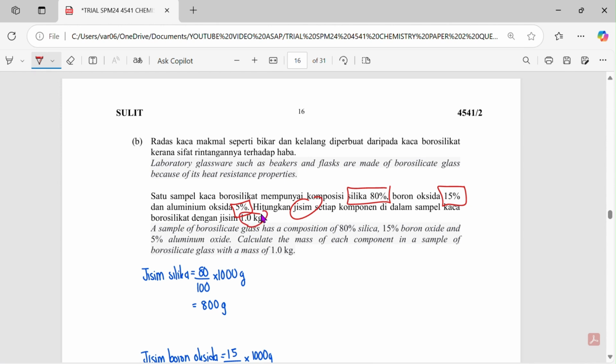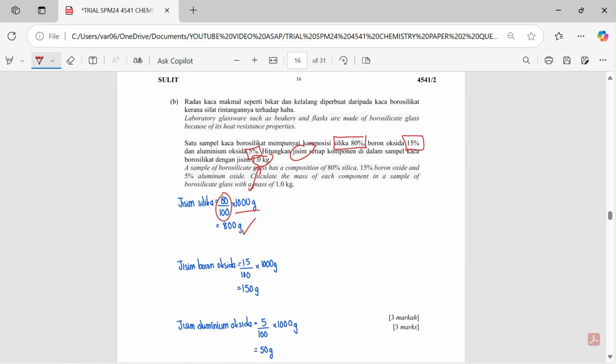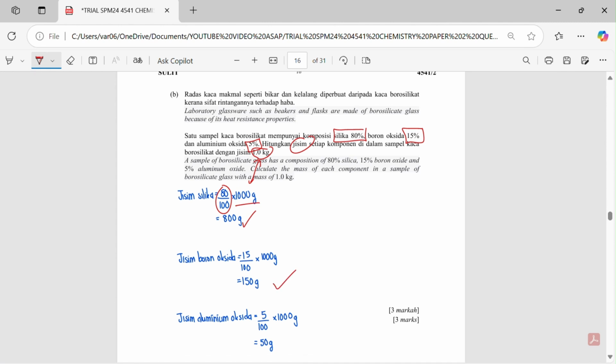So this 1 kg, to make things easier, I change it into gram. But if you want to remain it as 1 kg, also can, no issues. So it is super simple. They gave you the jumlah jisim, they give you the peratus. So the peratus, you just times with the jisim given, and you can get the jisim for each component. Okay. So jisim silika would be 800 gram, jisim boron oksida 150 gram, jisim aluminium oksida would be 50 gram. Easy 3 marks there.